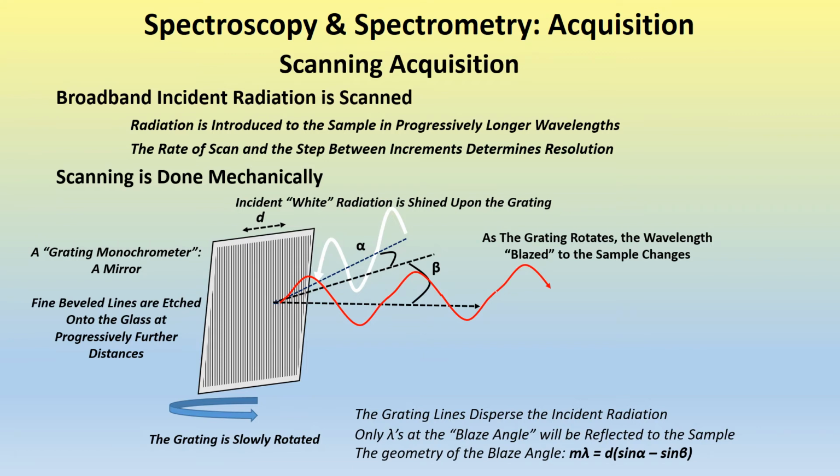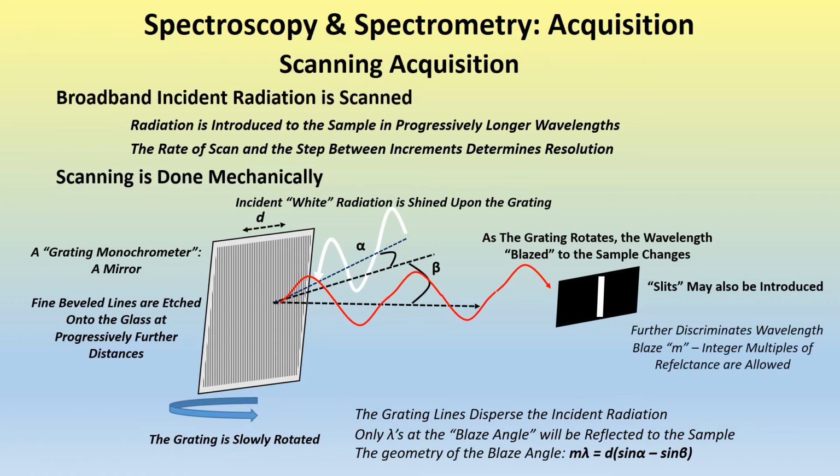Slits are then introduced. These further discriminate the wavelength because the blaze M, the integer multiple of any given wavelength, is allowed, and therefore a slit is needed to eliminate these harmonics.